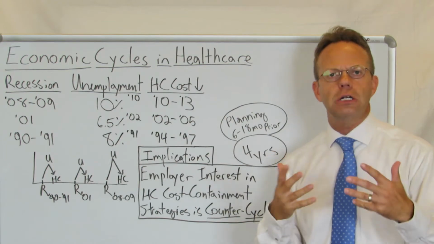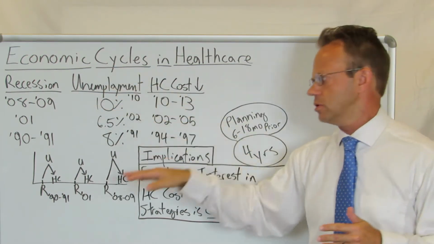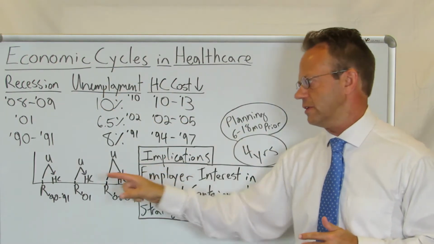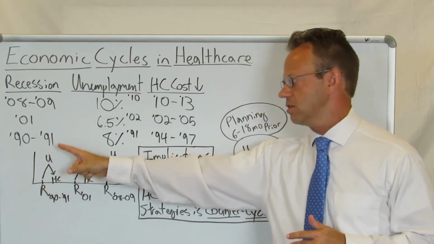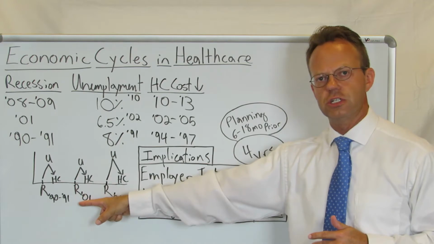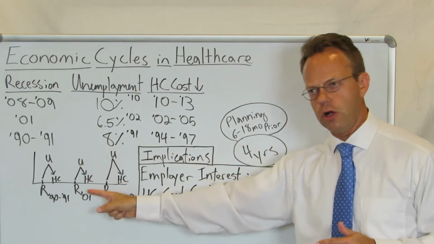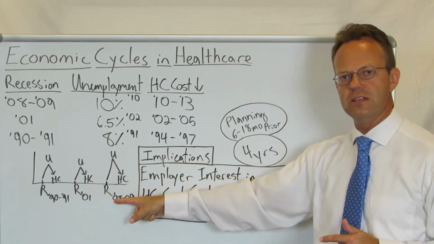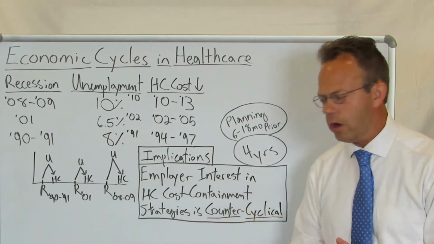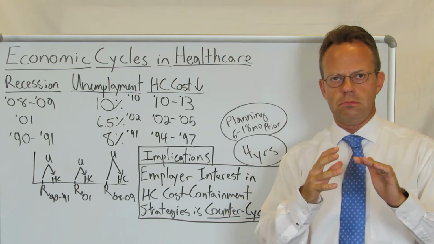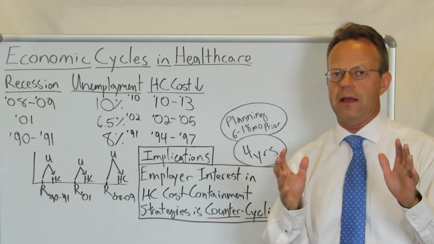So that's kind of hard to see with a chart of numbers, but let's look at that trend graphically, right? So you had a recession in 1990, 1991, unemployment spikes, healthcare costs come down. You had a recession in 2001, unemployment spikes, healthcare costs come down. You have a recession in 2008 to 2009, unemployment goes up, healthcare costs go down. So note that there is obviously a repeated pattern here.